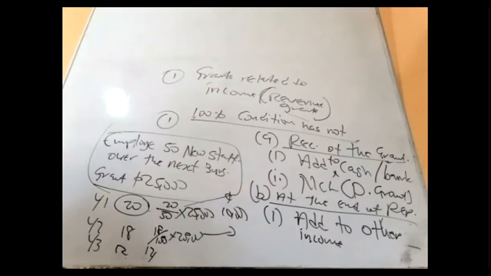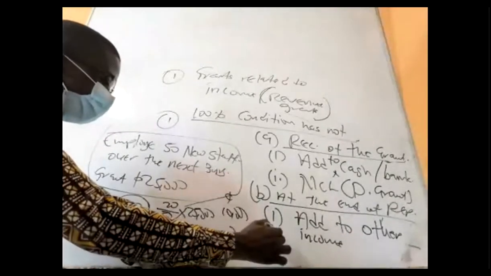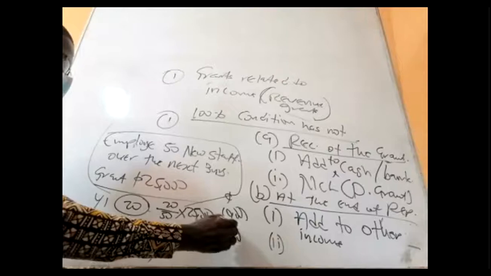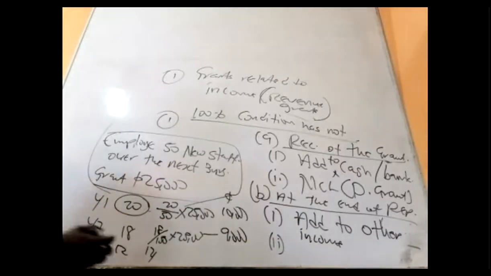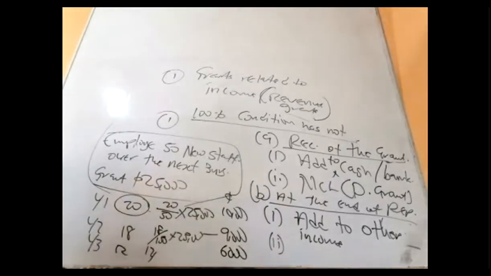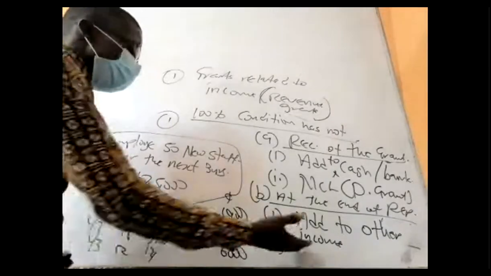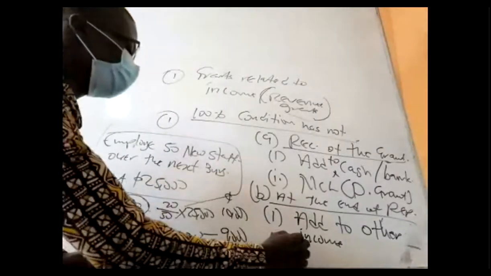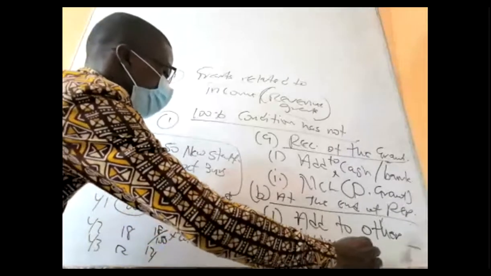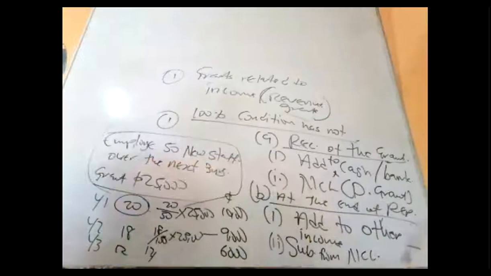So I'll add it to other income. Then second, I'll subtract it from the non-current liability. Good. So the 18,000, that one, we had 9,000. So it means the 12 out of 50 will be 6,000, right? Good. So I'll add it to other income and then subtract it from the non-current liability, meaning the deferred grant.